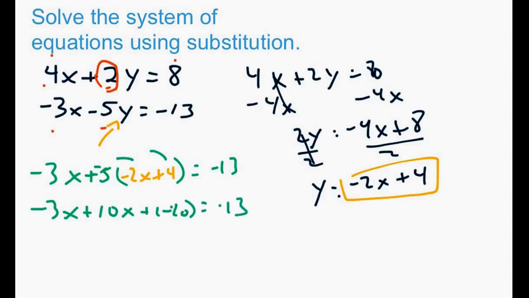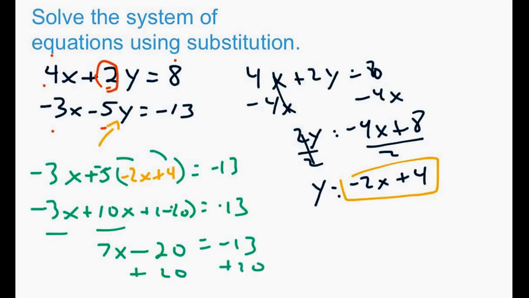Equals negative 13. Let's combine some like terms. Negative 3x and 10x is 7x. This plus negative 20 is the same thing as minus 20. Two-step equation. Let's add 20 to both sides. 7x equals 7. Divide by 7. x equals 1.